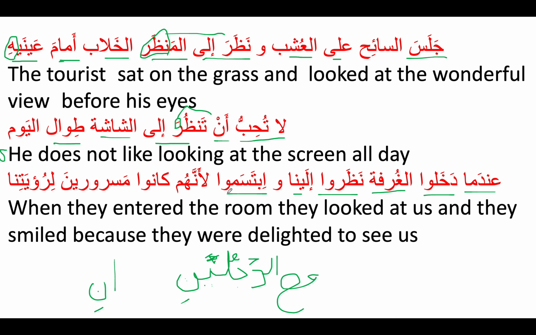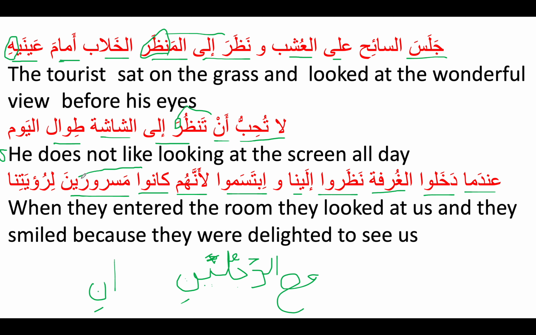وابتسموا, form 8 verb. ابتسم يبتسم, to smile. لأنهم, so لأن plus hum is لأنهم, because they. كانوا, past of كان, كان يكون. مسرورين. مسرور means delighted. Now, it's masrurina. Normally the plural ending would be masruruna, but because this masrur is the object of kana, it is in the accusative case. That's why it takes the ina ending, because it's una in the nominative, but in the accusative or the genitive, it's ina.